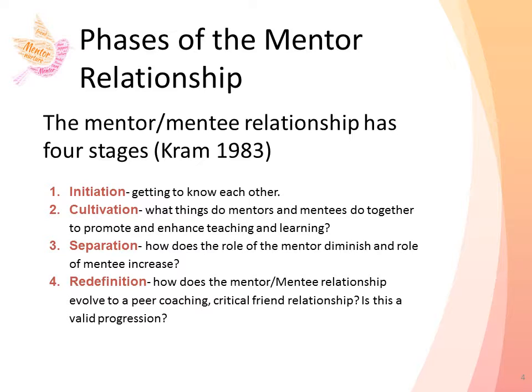Separation: how does the role of the mentor diminish and the mentee's increase? That's that gradual release, so that you're scaffolding that person to be independent. Oftentimes I'll say, let me see your plans for the week. But then I'm saying, okay, share with me your plans for the week. And they're coming to me saying, I need help with this, or I need help with that. And redefining: how does the mentor-mentee relationship evolve to peer coaching, a critical friend relationship? Is this a valid progression?